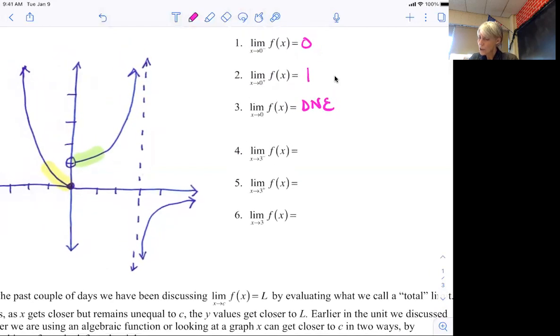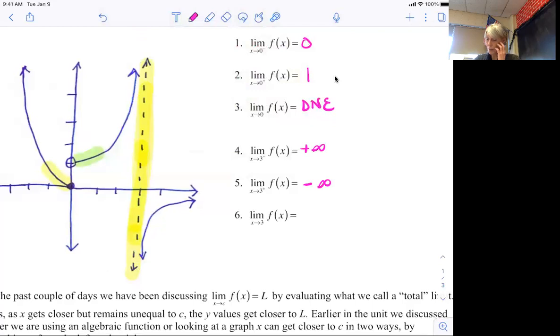The limit as x approaches 3 from the left. 1, 2, 3. So I'm looking here on my graph, I'm looking at 3. If I go to the left side of 3, and I consider what's happening to my y values as I plug in numbers that get closer and closer and closer, my y values are going to positive infinity. The limit as x approaches 3 from the right. My y values are going to negative infinity.